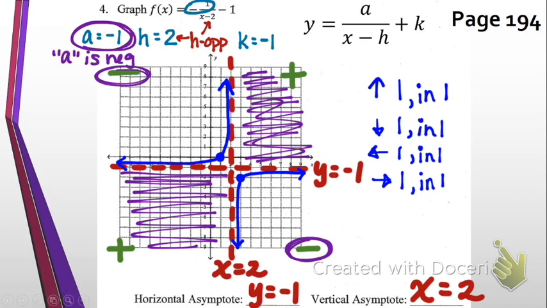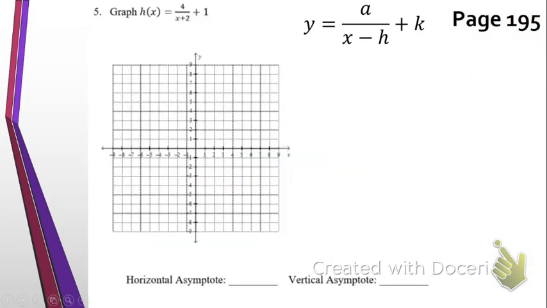Let's do this one like we did the last one. Let's identify A, H, and K together, and then I'll give you guys about 2 minutes to do it on your own. So help me out with my A, my H, and my K. A is 4. H is -2. I love that you called out that opposite there. And K is +1.